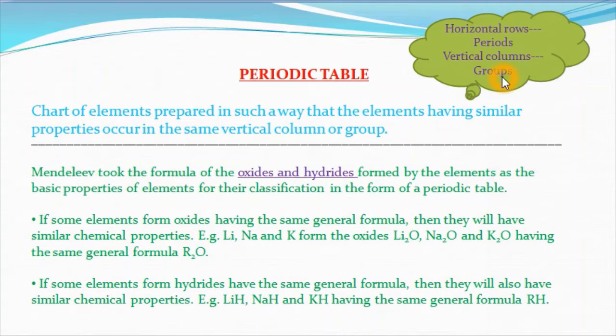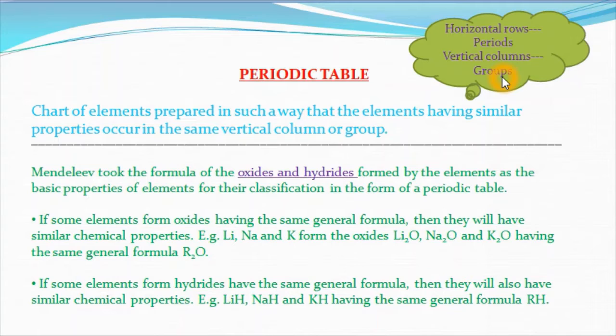In Mendeleev's periodic table, which we are going to study, the elements are again arranged on the basis of atomic masses, just as Dobereiner classified on the basis of atomic mass and Newlands classified on the basis of atomic mass. Mendeleev also did the same thing. He arranged the elements on the basis of increasing atomic mass and also on the similarity of chemical properties. Mendeleev took the formulas of the oxides and hydrides formed by the elements as the basic property of elements for their classification in the form of the periodic table.